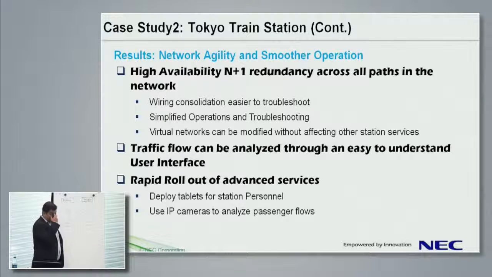And not only that, now they can make changes from a centralized location. Some of the new services they've deployed is they are now able to use an IP camera to monitor the station traffic, and they can make changes on the fly in terms of the station and train arrival time, arrival locations. So again, they improved a lot of the agility in the network with our solution.